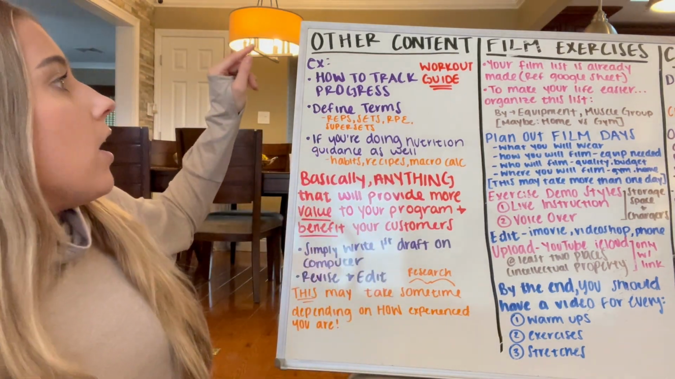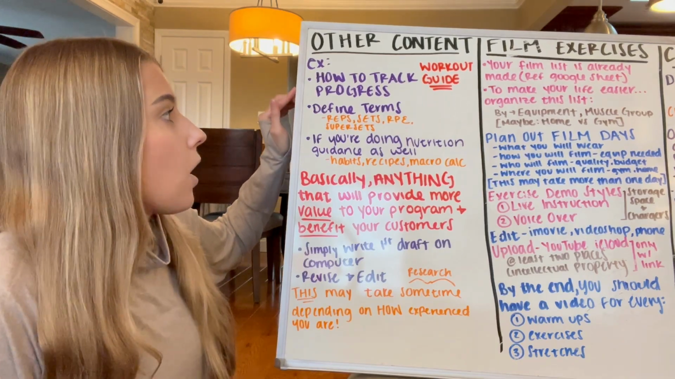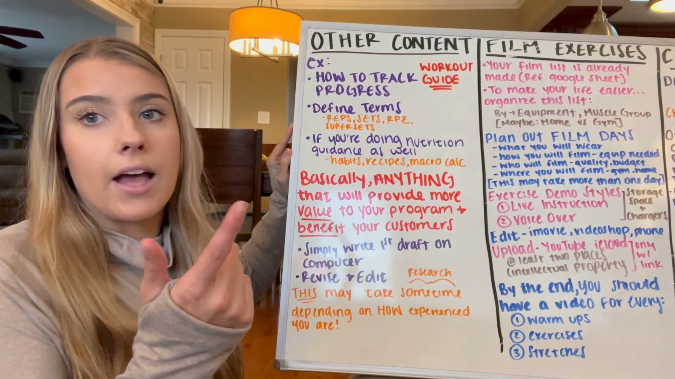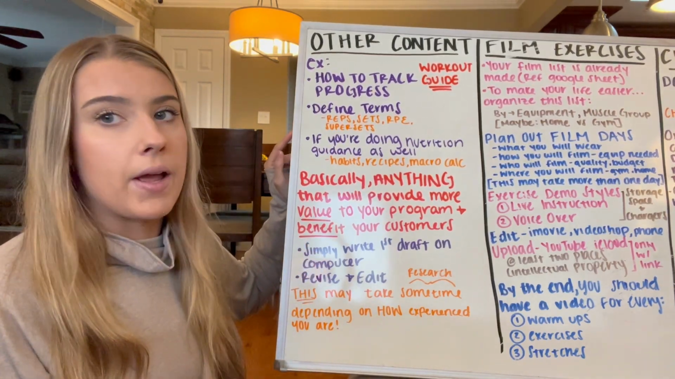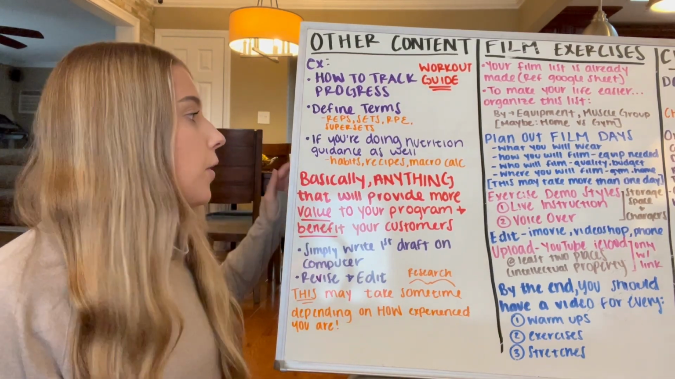Now, an example of other content that you would make is how to track progress, defining terms. What is a rep? What's a set? RPE. Define this for your customer. A superset, right? Maybe I've never worked out before and I don't even know what a superset is, you know?